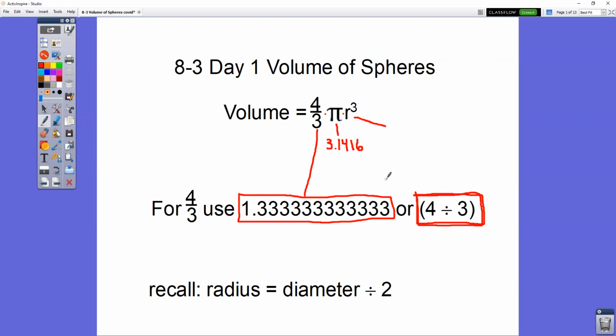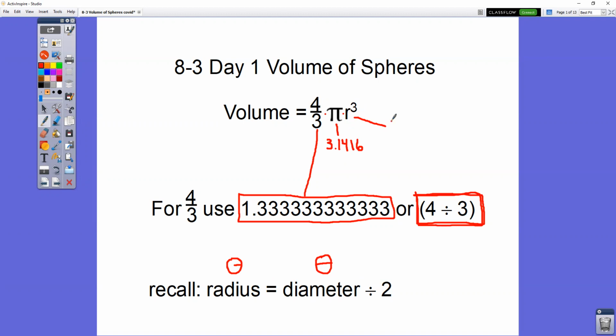Now, r to the third power, or r cubed. Let's say that the radius, first of all, again, you will be given the radius sometimes and you will be given the diameter sometimes. If you're given the diameter, remember the diameter goes across the whole circle. We only want the radius that goes across half of the circle. So if you're given the diameter, you have to divide it by 2 or multiply by 0.5 to give you the radius first. Then we're going to plug in our radius into the formula. We have r to the third power.